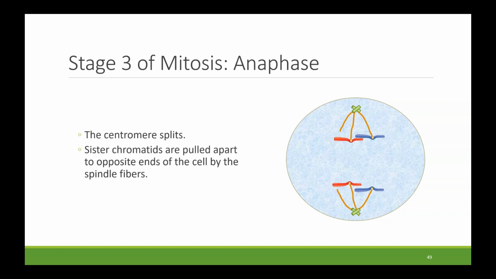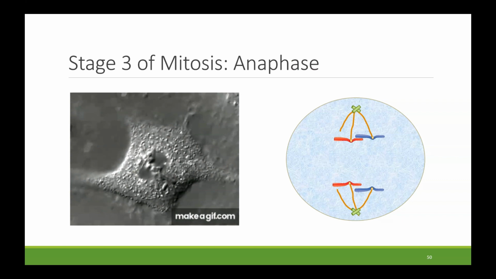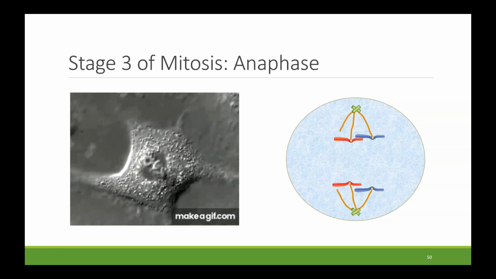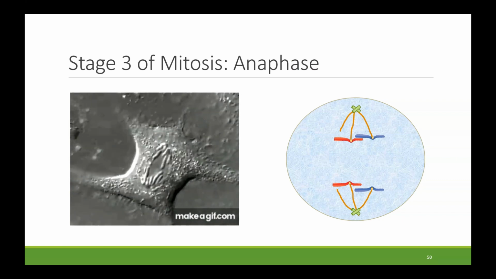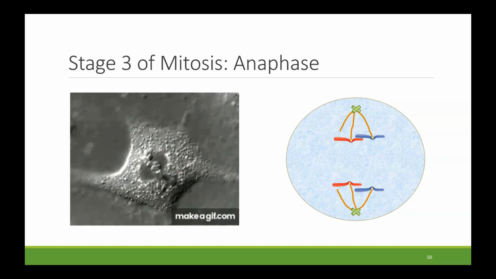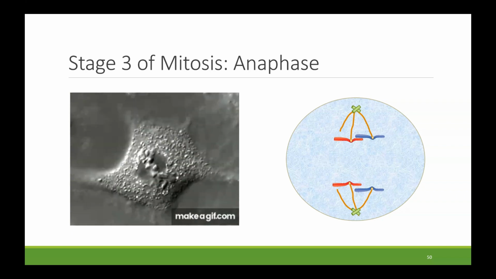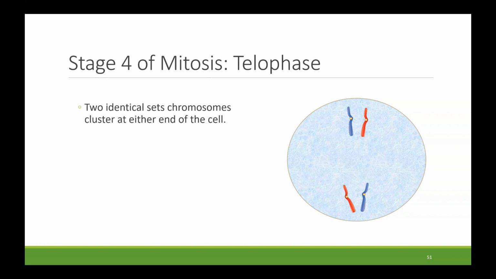And this is the stage where you can really see the role of the spindle fibers clearly under the microscope. So here's what anaphase looks like in a living cell. So you can see how half of the sister chromatids are being drawn in one direction and the other half are being drawn in the other direction. And this leads to the fourth and final step of mitosis, which is called telophase.